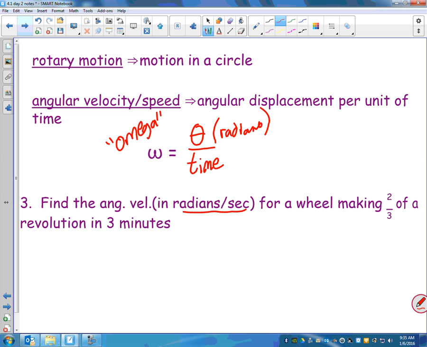So they kind of give us an angular velocity right now in the wrong units. I'm going to say omega right now, we know that it's 2/3 of a revolution in 3 minutes. All we have to do is convert those from revolutions to radians and from minutes to seconds. The minutes to seconds part's easy, right? How can I convert 3 minutes into seconds?